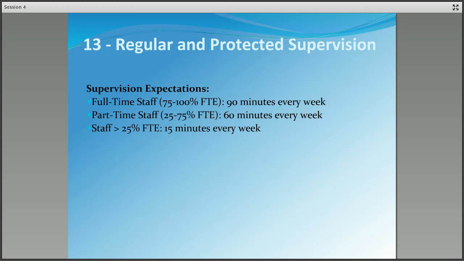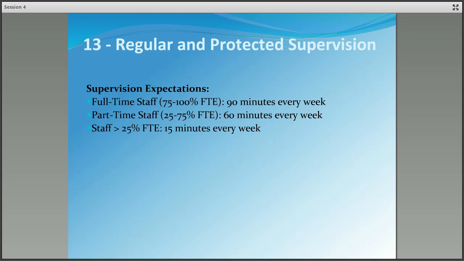Weekly supervision is a requirement for all staff, but the time required does differ by whether a worker is full or part-time. So full-time staff, 75% to 100% FTEs, are expected to get 90 minutes of supervision every week. Part-time staff, 25 to 75% FTEs, are expected to receive 60 minutes every week. And any staff who are under 25% FTEs are expected to receive 15 minutes every week. So every week for everyone, but the amount of time does differ.